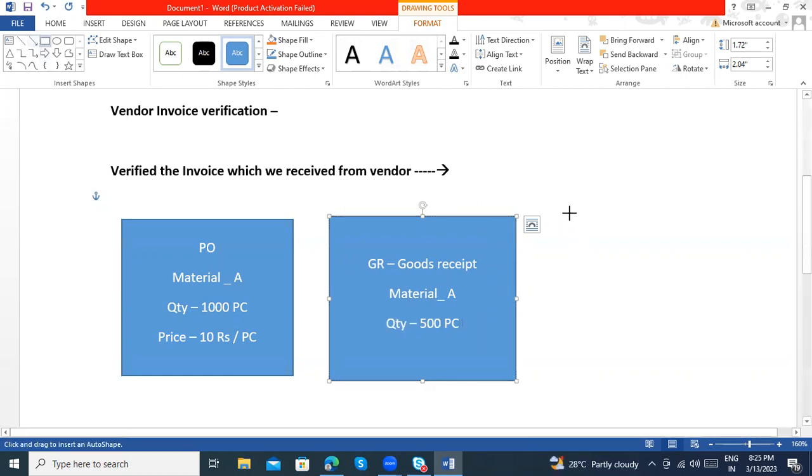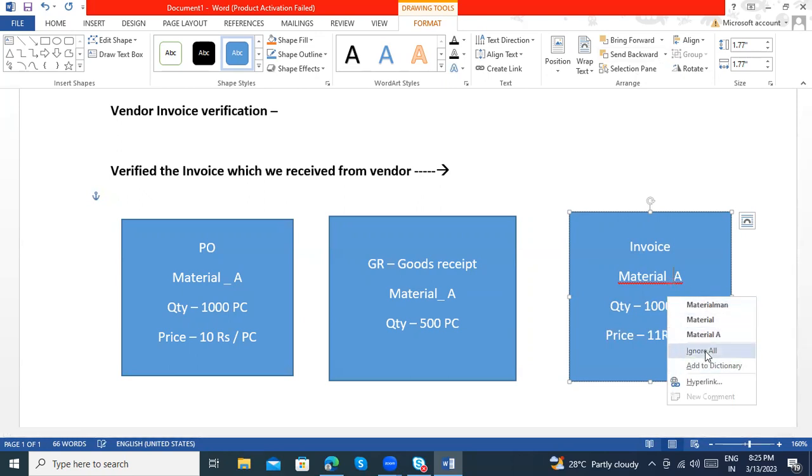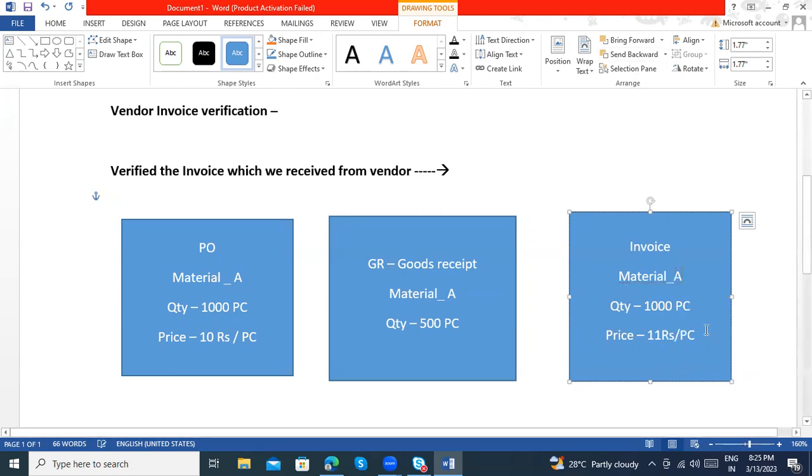Now the finance team is handling the invoice, so I got the invoice from the vendor. They say material A, which is correct, but the quantity they're sending is 1000 pieces, and the price they're saying is 11 rupees. Is it correct or wrong? It's incorrect, right? So how does the finance team know?